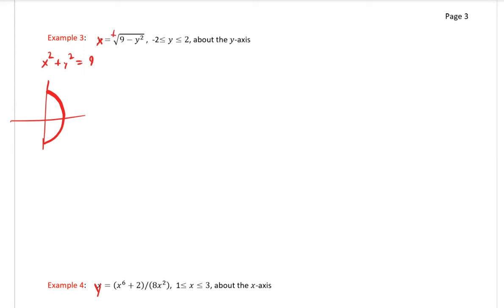All right, we rotate that around the y-axis. What that'll give us is the sphere itself. And so if I do the cross-section in blue, what we'd be creating is a cross-section like this, rotating all the way around our sphere.